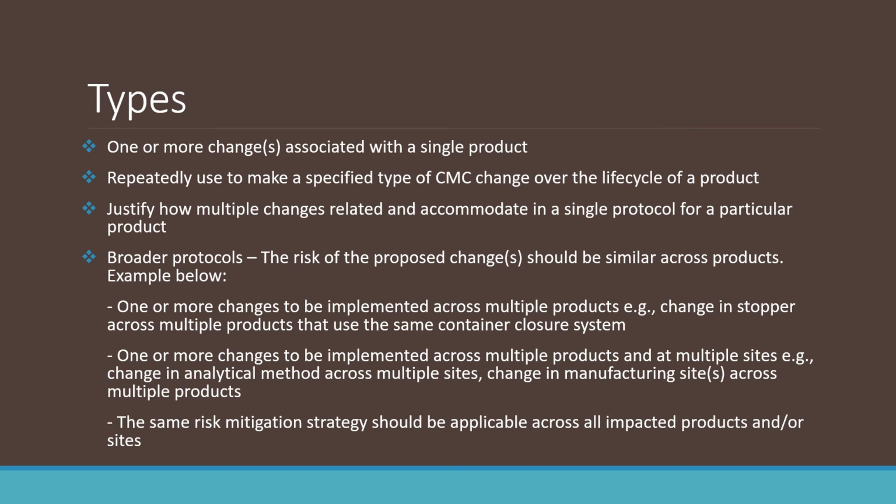For example, one or more changes to be implemented across multiple products, like change in stopper across multiple products that use the same container closure system. Another example is one or more changes to be implemented across multiple products at multiple sites, like change in analytical method across multiple sites, change in manufacturing site across multiple products. So there are two variations, sites and products. The same risk mitigation strategies should be applicable across all impacted products and or sites.